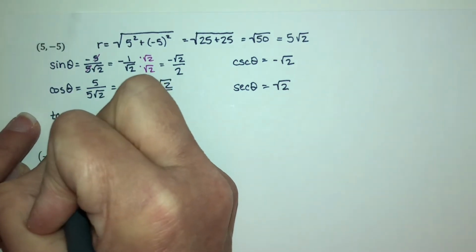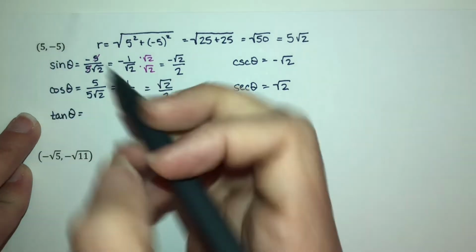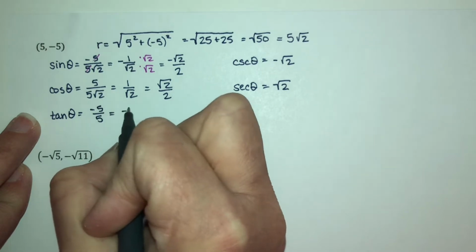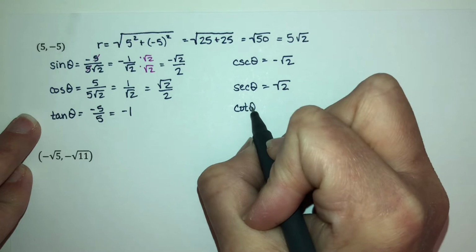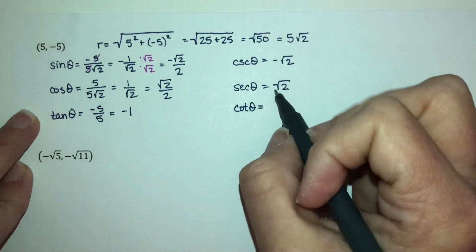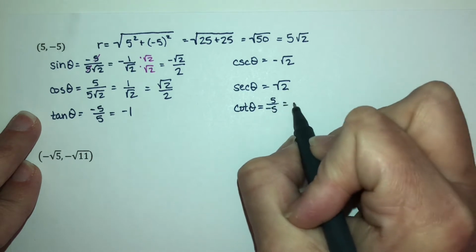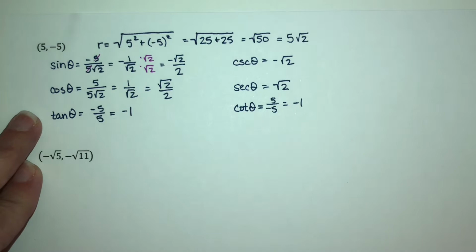Now for tangent. Tangent is y over x, so -5 over 5 is -1. And cotangent of theta is x over y, so 5 over -5, which is just -1. And the reciprocal of -1 is -1, so that makes sense.